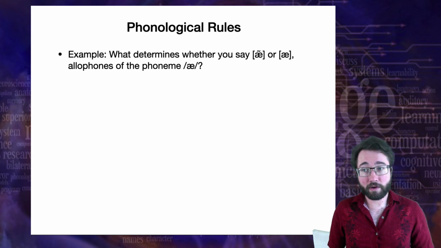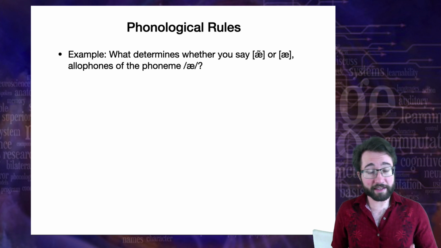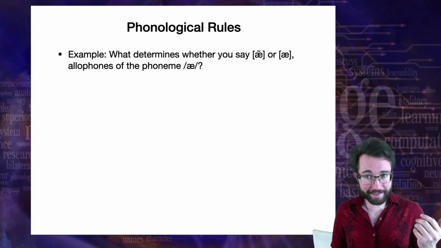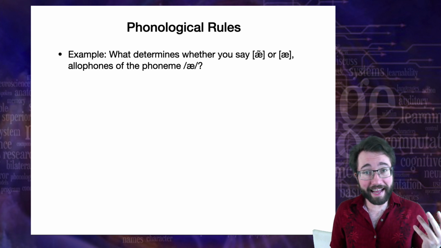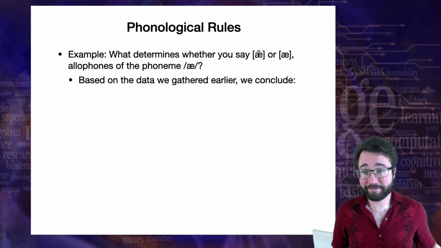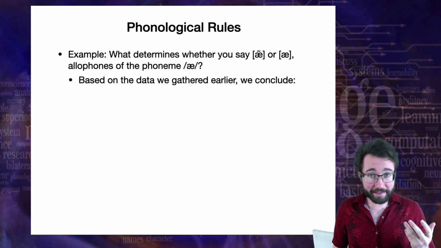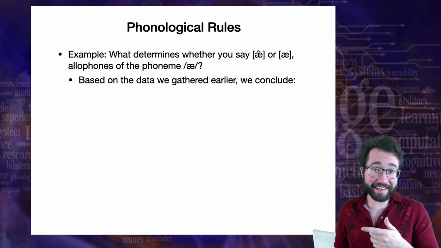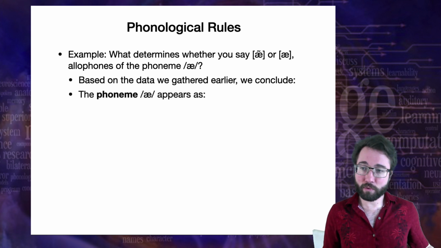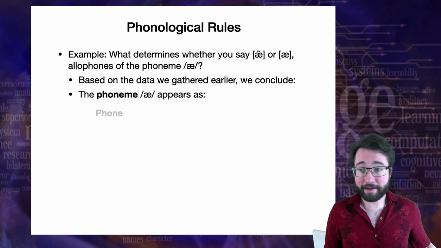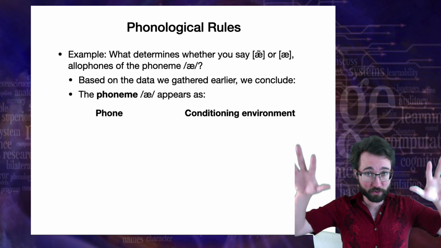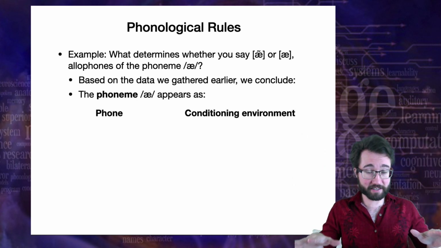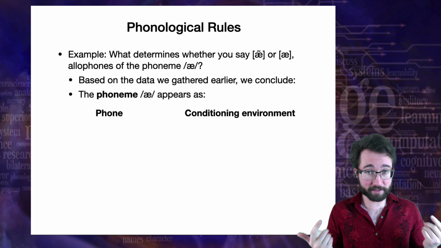Another example. What determines whether you say the vowel nasalized a or the vowel oral a, both of which are allophones of the phoneme a in English? Based on the data that we gathered in the last class when we looked at words like can and cat, we concluded that the phoneme a appears in a distribution that we can summarize in a table like this.